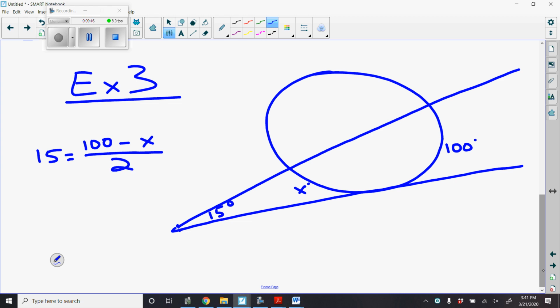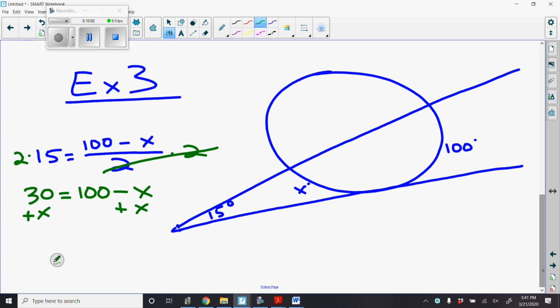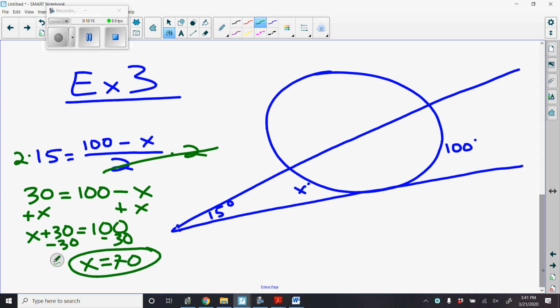How do I solve this thing? Well, I'm going to start by multiplying by 2 on both sides. And I'm going to get 30 equals 100 minus X. I'm going to add x to both sides, and I'm going to get x plus 30 equals 100. Then I'm going to subtract 30, and I'm going to get x equals 70. So my little bend ended up being 70 degrees.